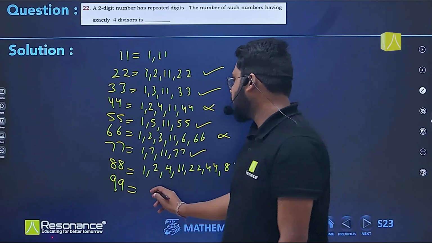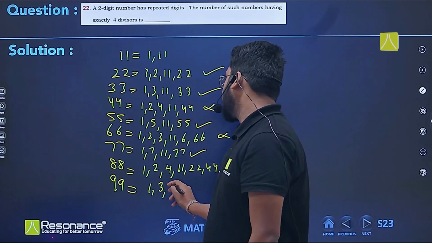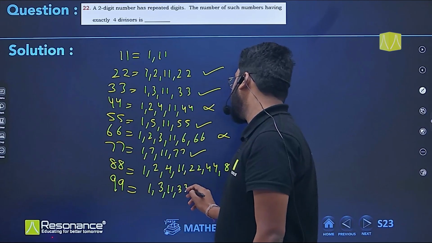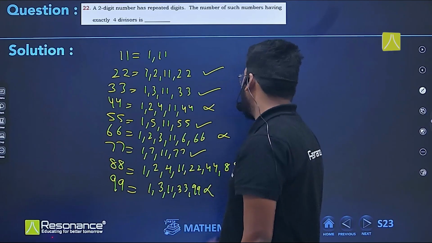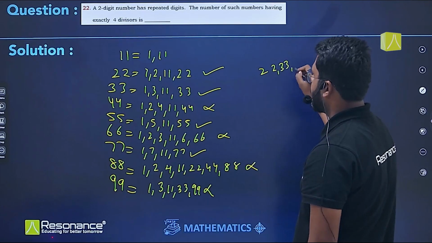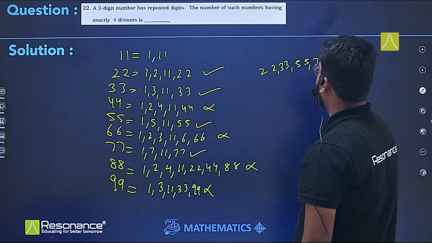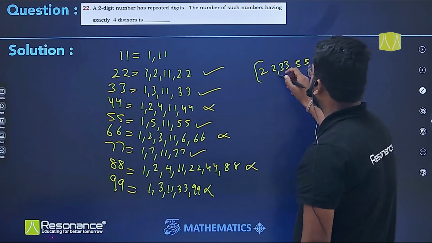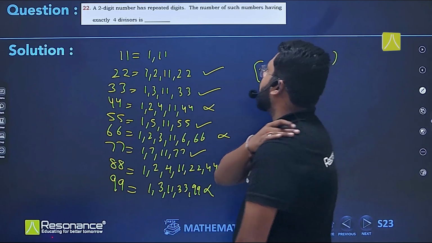For 99 it's 1, 3, 11, 33 and 99. Again more than 4. So we have only 4 numbers: 22, 33, 55 and 77. So only 4 numbers are there which have exactly 4 divisors.